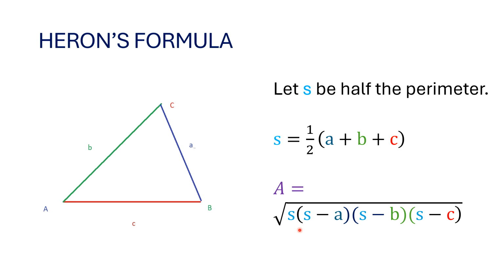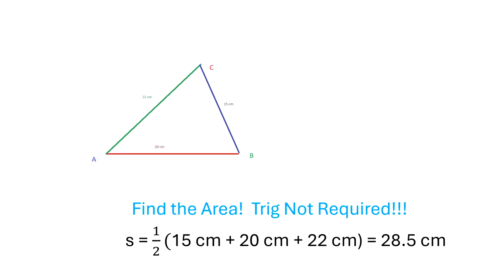So we have three subtractions, and then we have to multiply four numbers together, and then we have to take their square root. Now, I'm going to tell you right now that when we deal with the square root, I delegate that to my calculator. So I suggest you go ahead and do the same. Find the area. Trig not required.